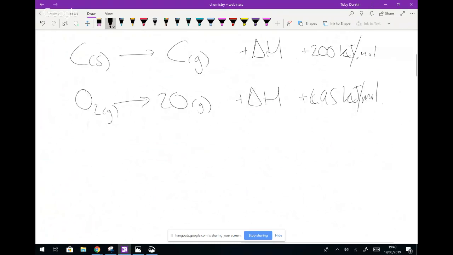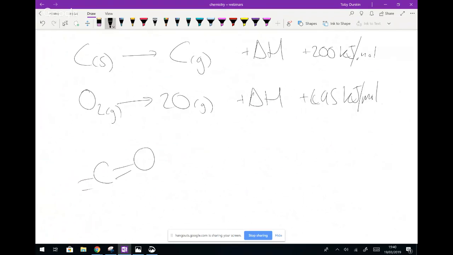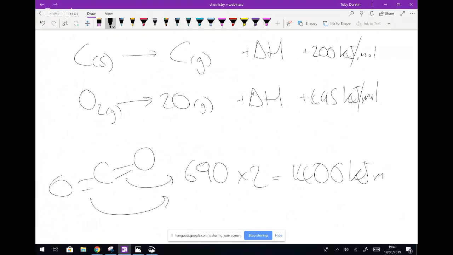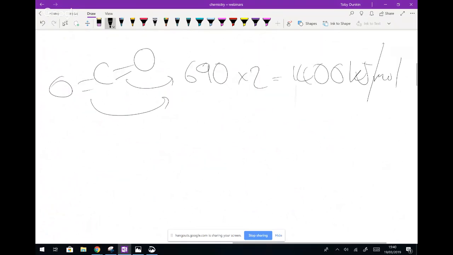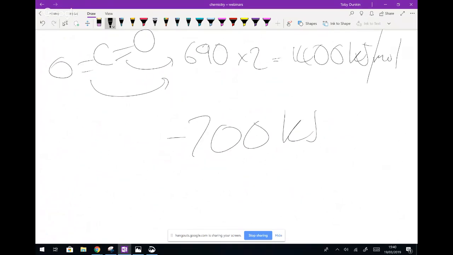And then I tell you that the bonds being made are 2 carbon-carbon double bonds, and each one of these bonds is 690, something like that. I don't know, it's maybe not quite that high, but times by 2, so I'm now going to produce something like 1400 kilojoules per mole. So I have an excess of, let's call that a nice round 700. I've just produced an excess of 700 kilojoules per mole.